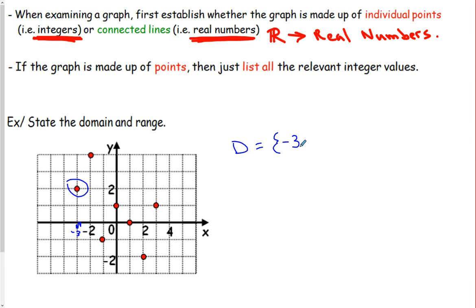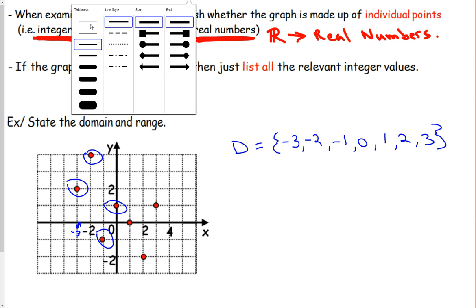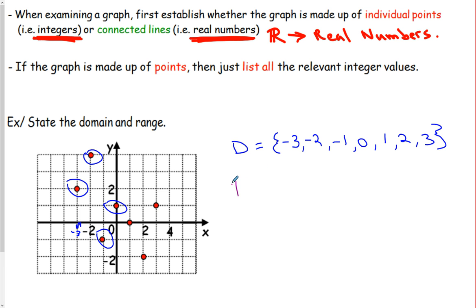So that one is -3. My next one along right here is at x coordinate -2. And then I've got one right here, x coordinate -1. And then I've got one right here, x coordinate of 0. I've got an x coordinate of 1, of 2, and of 3. So all of those x coordinates appear in the points on my graph.